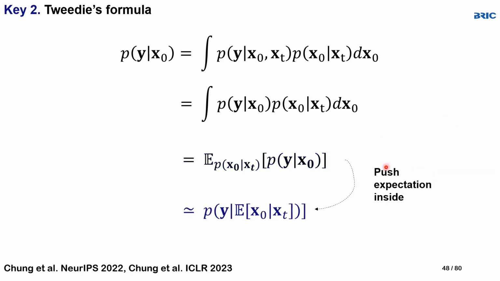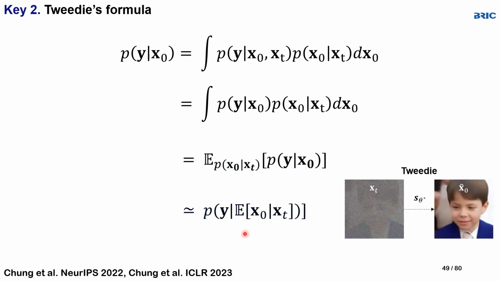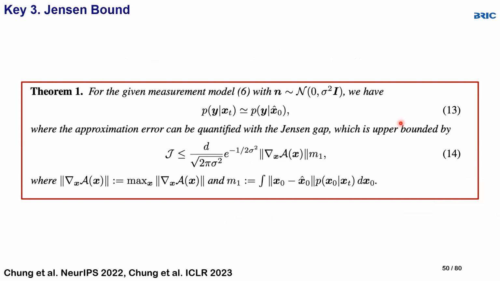To fully enjoy the effectiveness of Tweedie's formula, and because leaving the expectation outside is intractable, let us push the expectation inside. When we do that, by the Tweedie's formula proposition, we have a fully tractable distribution where the condition is now given by x0 hat, the denoised estimate from xt. While I will not go into the details of this rigorous bound, we can also derive a rigorous upper bound for the approximation gap that we proposed here, making the method theoretically plausible.